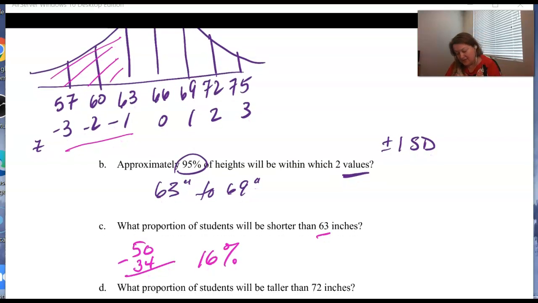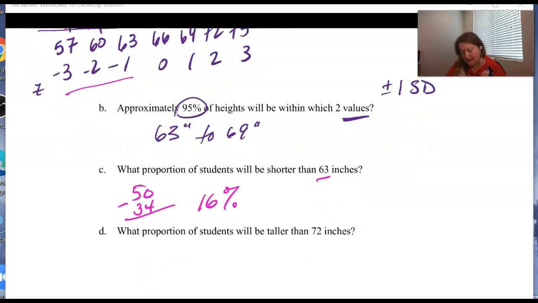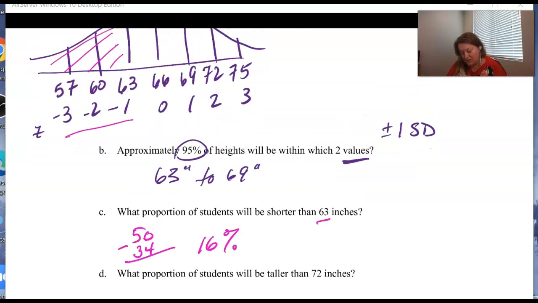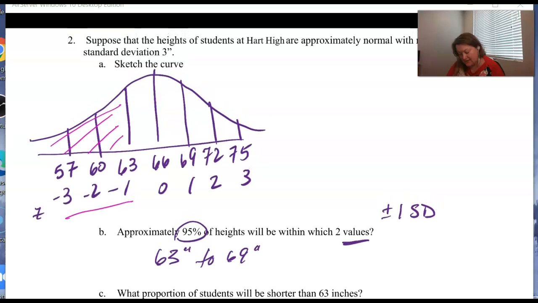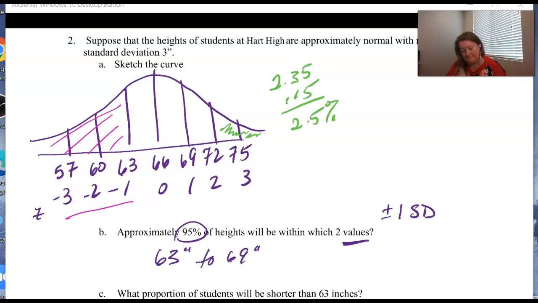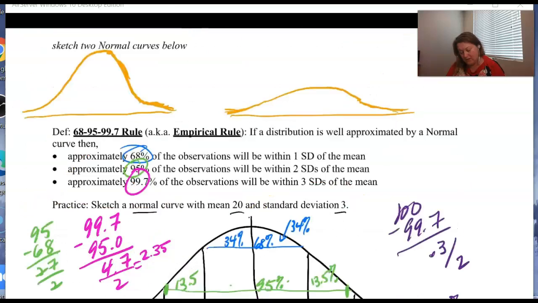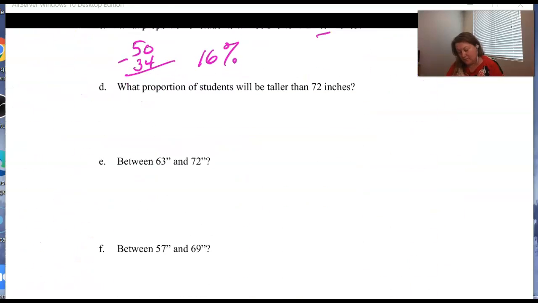I'll start doing the calculations next to the graph so you can see them there as we're counting. Taller than 72. So taller than 72 is this section right in here. So taller than 72, I'm just going to use those two that I know. So I'm going to call that 2.35 plus 0.15 is going to be 2.5%.